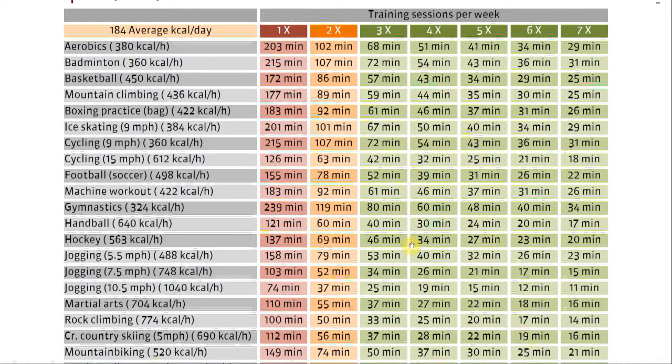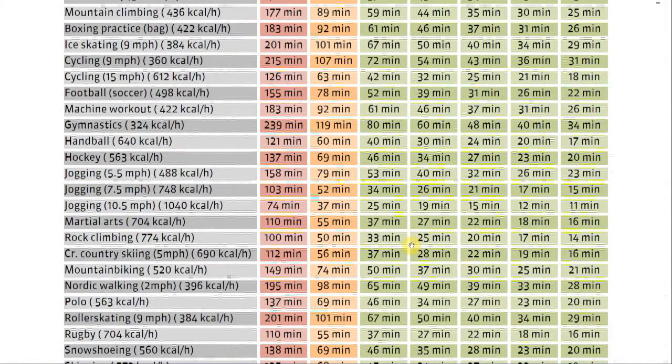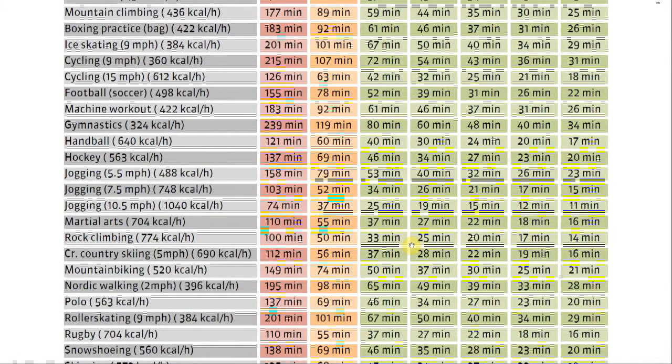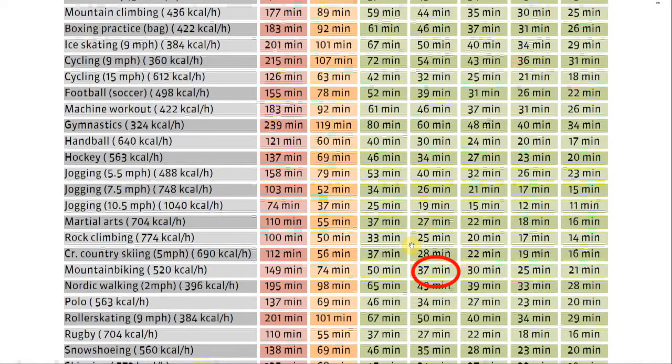So I would take a sheet of paper and say half an hour of hockey on Monday. And then you can say, oh, I need to do 3 more sessions. What else could I do? I like mountain biking, so that's 512 kilocalories per hour, that's 37, so 40 minutes of mountain biking. I would write that. Another 2 sessions.